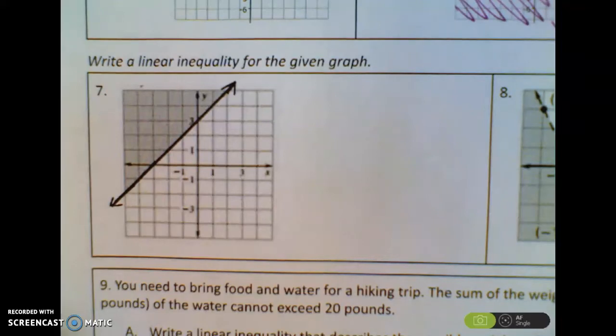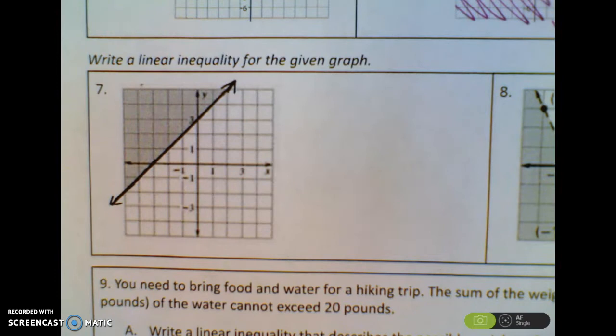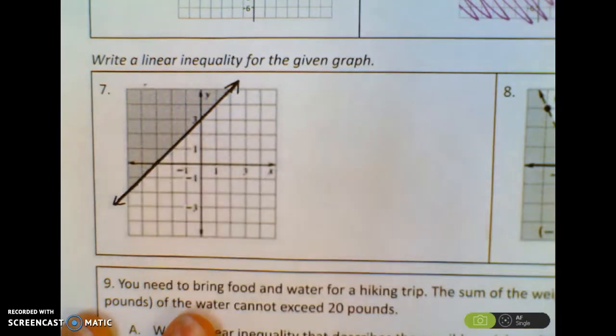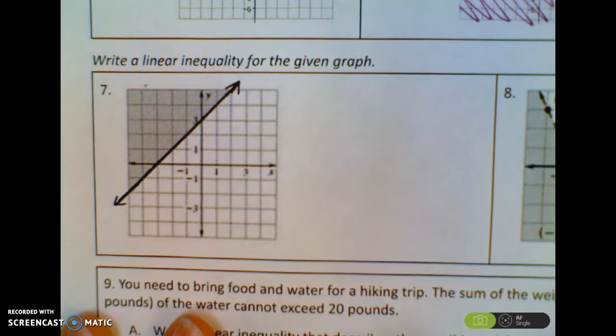All right, we are on the home stretch, last few problems. So the next few, we are going to write a linear inequality for the given graph. We see we have a solid line here, and this half plane shaded, and we need to write a linear inequality. The first thing we want to do is write an equation, and then we will figure out the inequality from there.